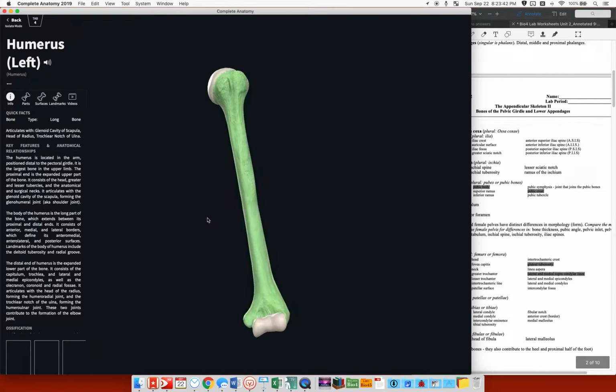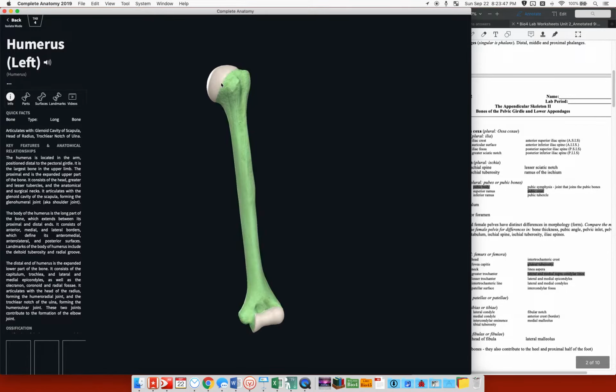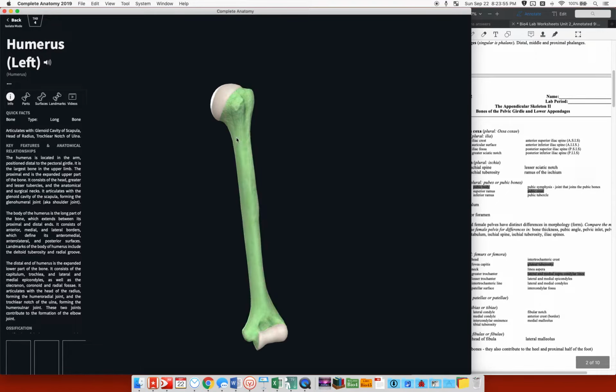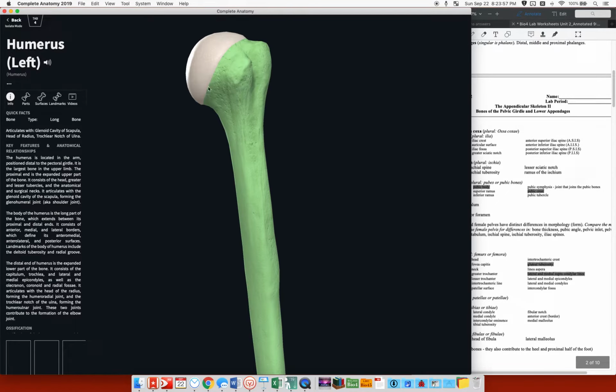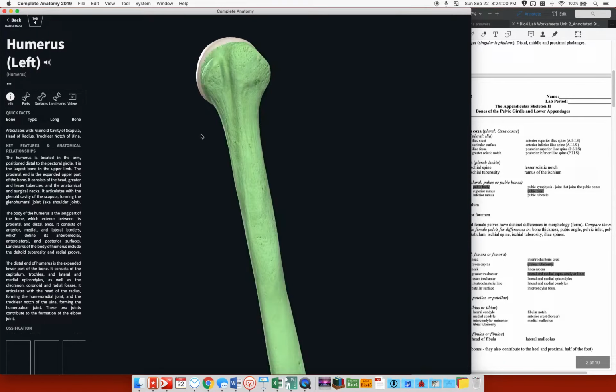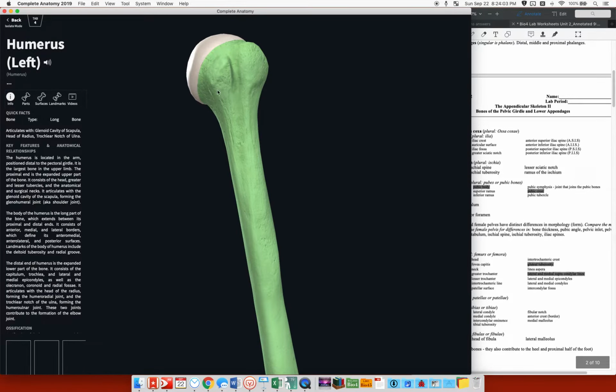Okay. Now in terms of landmarks, this is the head. Under that, that's the anatomical neck right here. The surgical neck is right here. Surgical neck is more commonly fractured than the anatomical neck. Okay. On the side, you'll notice the two bumps. This is the greater tubercle. This is the lesser tubercle. The groove in between is the intertubercular sulcus. Intertubercular sulcus, also known as bicipital groove.